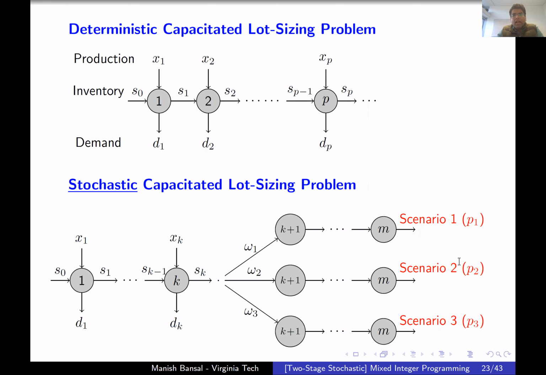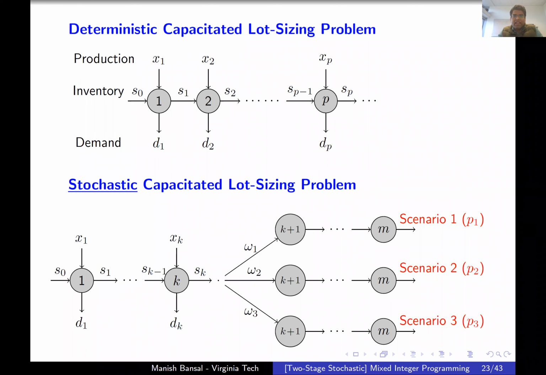What I have is that there could be 3 different possible scenarios, with some probabilities P1, P2, and P3. And I need to decide the production in the initial time periods and the inventory at the end of time period K, so that when any of these scenarios is realized, the overall production and inventory cost is minimized. So this problem is called two-stage stochastic programming because it has 2 stages of decision making.